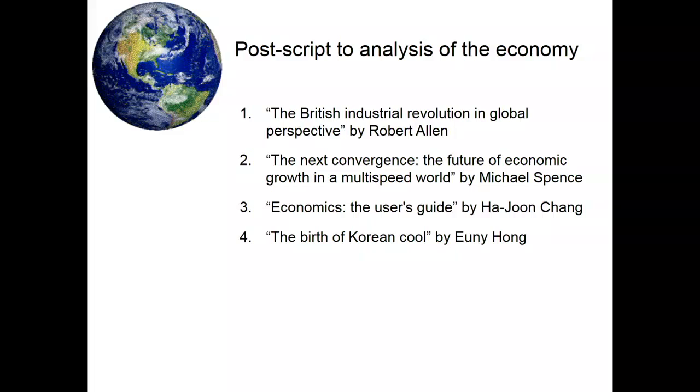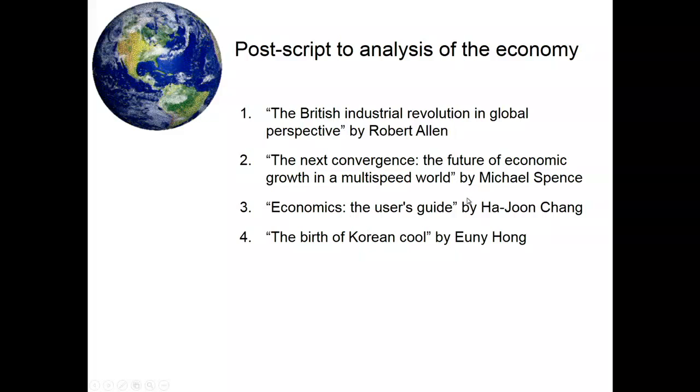So if you're interested in this kind of analysis, and this is the kind of thing that I'm interested in, you might look at these books. The British Industrial Revolution, I'll talk a bit about this in a moment. The Next Convergence. The title of this book refers to an earlier book which talked about the Great Divergence. The Great Divergence was a story about how the West outpaced the rest. There was a period about 500 years back where the Western world experienced a dramatic increase in standard of living and left the rest of the world behind. Michael Spence, the Nobel Prize winner, is talking about the next convergence when standards of living are coming closer together. So he talks about the future of economic growth in a multi-speed world.